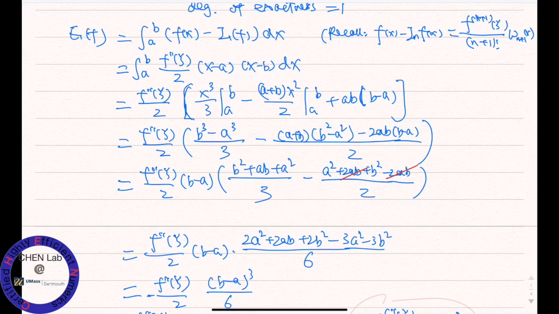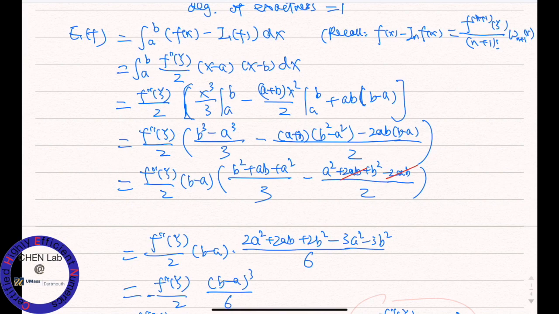And again, this also shows that the degree of exactness is 1 for the trapezoidal rule. Does this necessarily mean the error for the trapezoidal is twice as large as the midpoint? All right. So again, this does not mean the error for the trapezoid is twice as much as the midpoint, because c might be different.